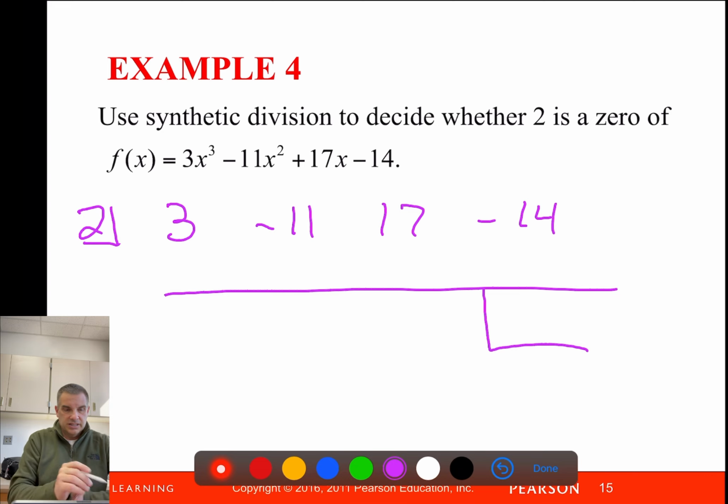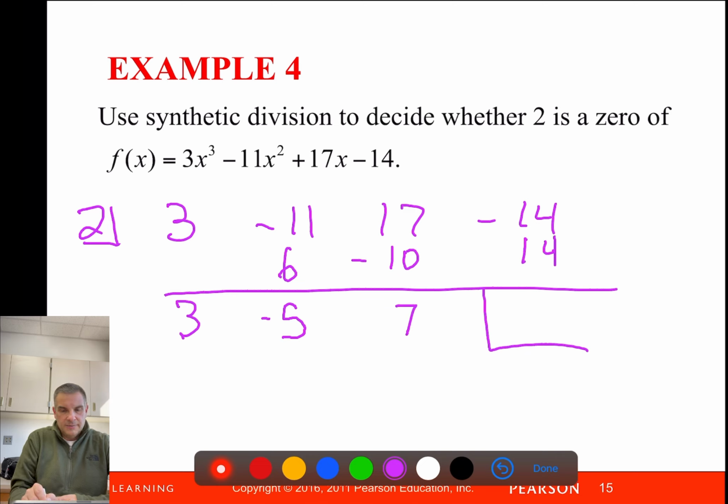Okay, so if I do the synthetic division here, I get 3. 2 times 3 is 6. Negative 11 plus 6 is negative 5. That gives me negative 10. That gives me 7. That gives me 14. That gives me 0. So what this tells me is that 2 is a zero for this function.